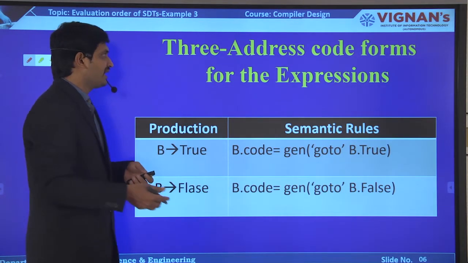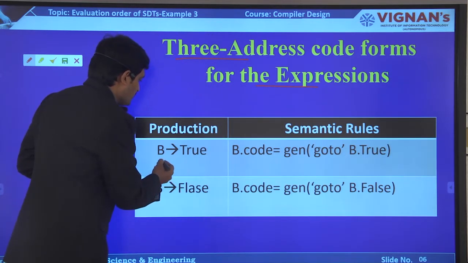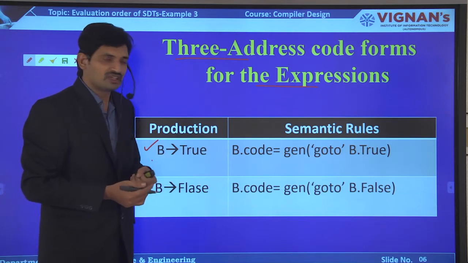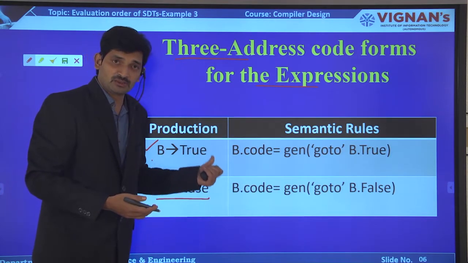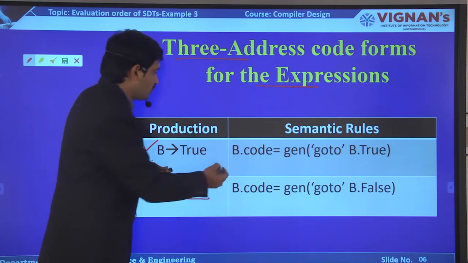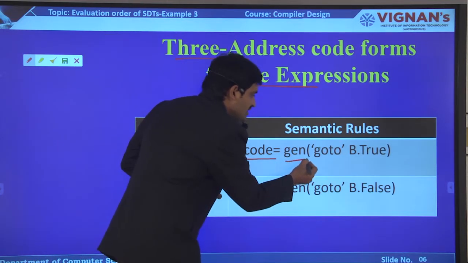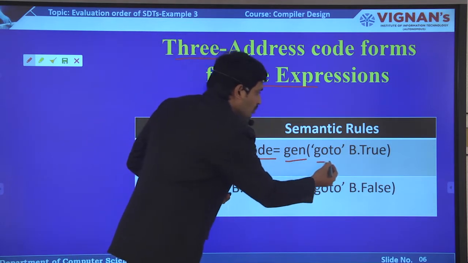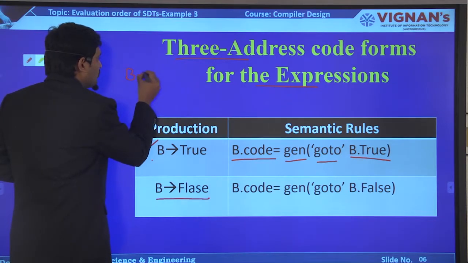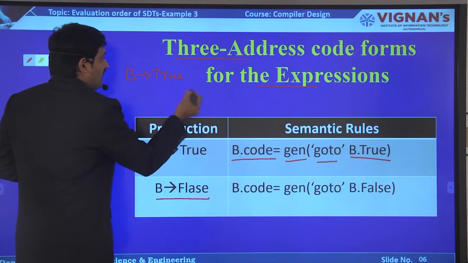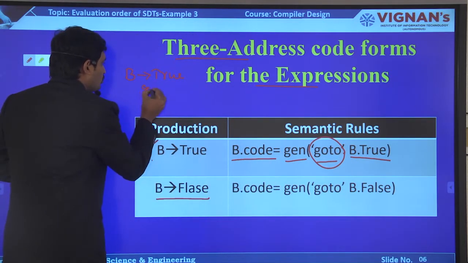Now we are going to generate the various three address codes for the given expressions. Let us say first, if the expression is B to true, that means B to true and B to false. These are the Boolean expressions. If an expression is like that, B to true, then what you have to write is B dot code equal to, that means this is the three address code, gen, which means generate, goto B dot true, which indicates that if my statement is true, depending upon this statement, I am going to see this goto statement represents some label. Let us say goto ABC.